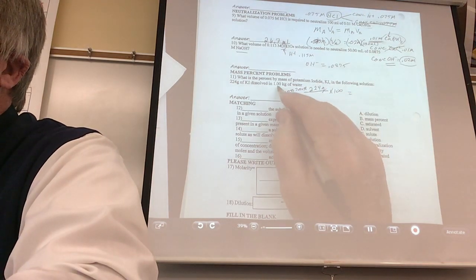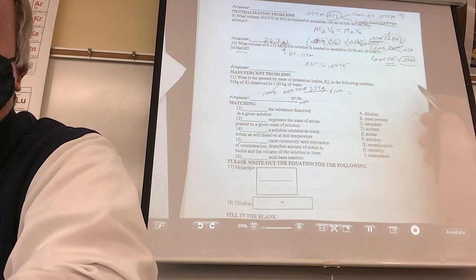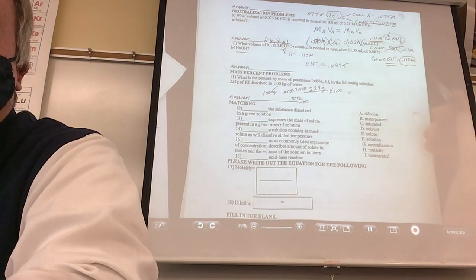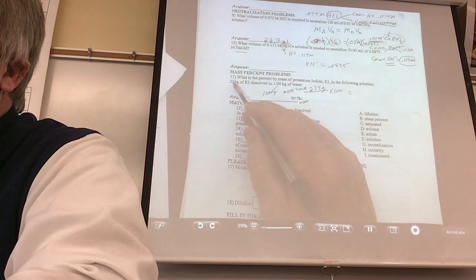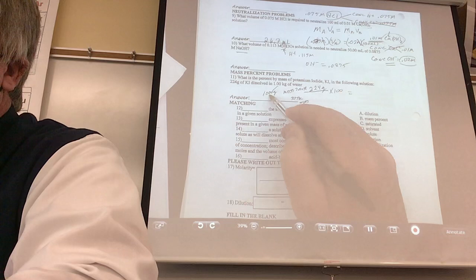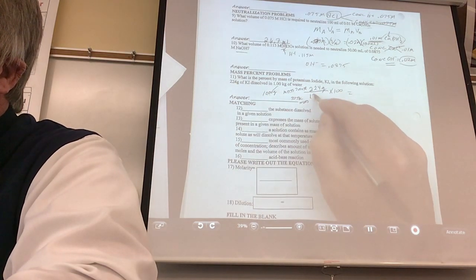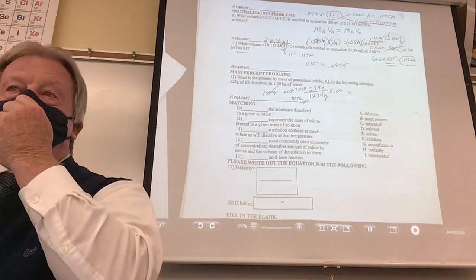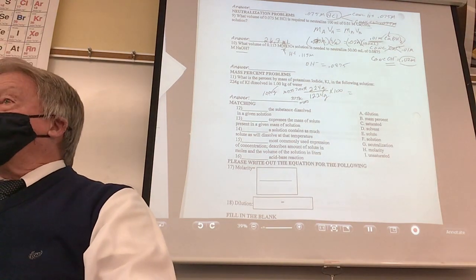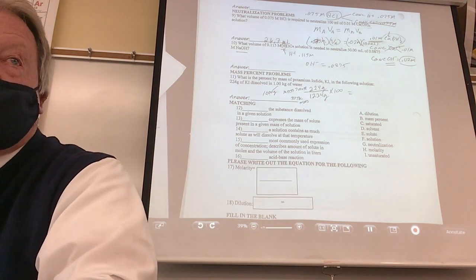Did you know that 1 kilogram is 1,000 grams? Did you know that 1 kilogram is 1,000 grams of water? When you put this and the water together, what's the total mass? Okay, and then times 100 to move the decimal over. What do you think? Is that what got you stuck? The 1 kilogram, is that what got you stuck?